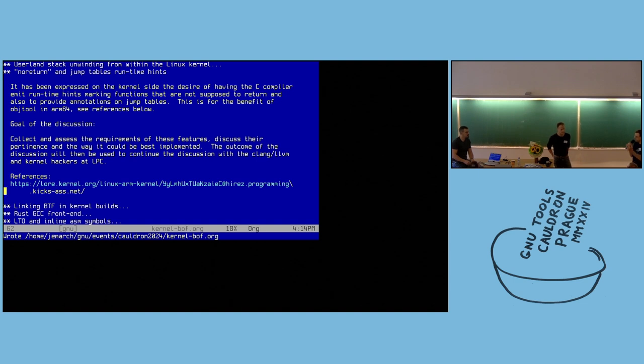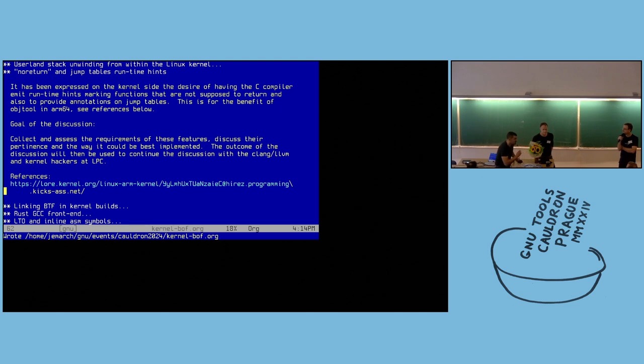Those we know are in the RO data section, but we don't know how big the jump table is for that particular indirect jump. So we have talked in the past at LPC, we've thrown around ideas about ways the compiler can annotate these two things such that other tooling can make sense of the binary.